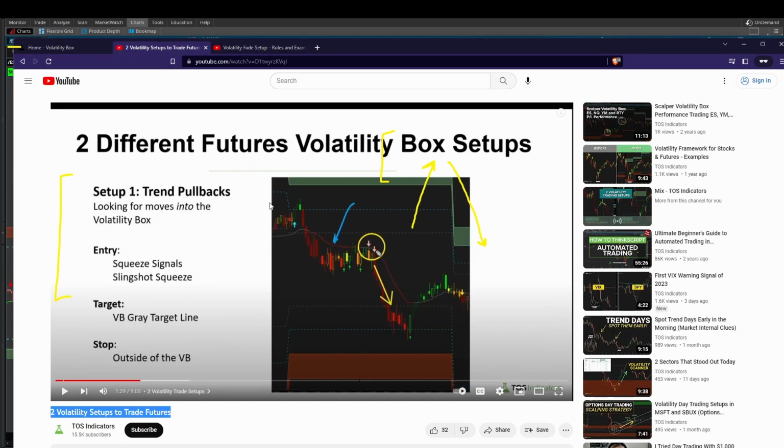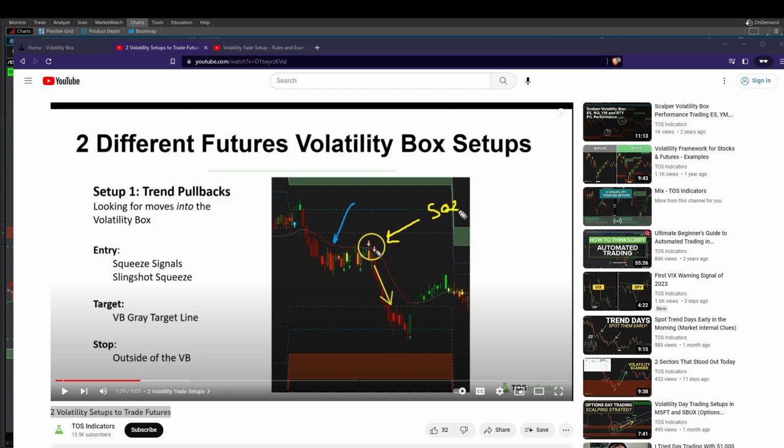The second setup we'll take a look at involves our volatility trend setup. Here we're looking to play moves into the volatility box levels, and this is all around the squeeze indicators. We have our squeeze signals along with our slingshot squeeze indicators, all of which really revolves around the idea of using momentum to play moves inside of the volatility box.